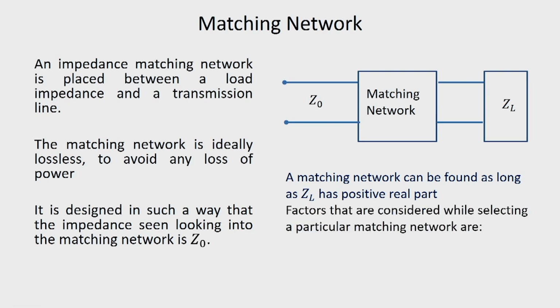which are taken into consideration when we design the matching network, and these factors are complexity, the matching network should be very simple; bandwidth, it should offer sufficient bandwidth, the matching should remain valid over a wide band of frequencies; implementation, it should be easily implementable; and adjustability, because in certain cases, particularly when the load is variable, the matching network should provide some adjustability with the variable load.